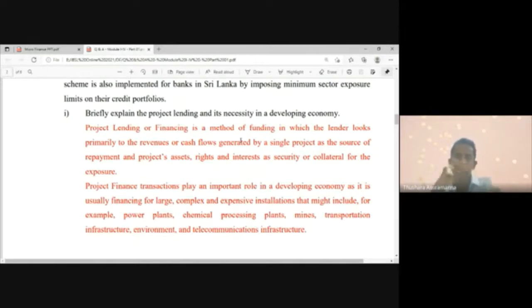But in terms of the lending definition, again we know what is project financing, project lending, infrastructure financing. So we have identified 3 or 4 points in a slide.